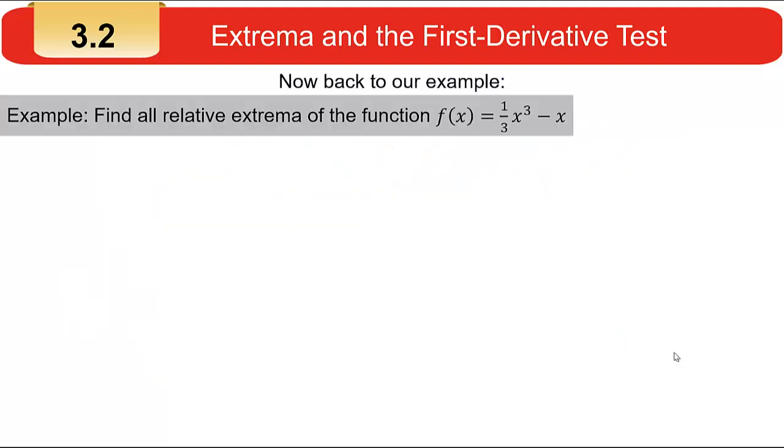Now let's go back to our example that we left off to talk about this terminology. That function was f of x equals 1/3 x cubed minus x. As I've mentioned, you really want to construct an increasing, decreasing chart, which means the very first thing you want to do is take the derivative. This is a simple polynomial function whose derivative is 3 times 1/3, which is 1, x to the 1 less than 3 is x squared, minus, and the derivative of x is 1. So the derivative f prime of x is x squared minus 1.